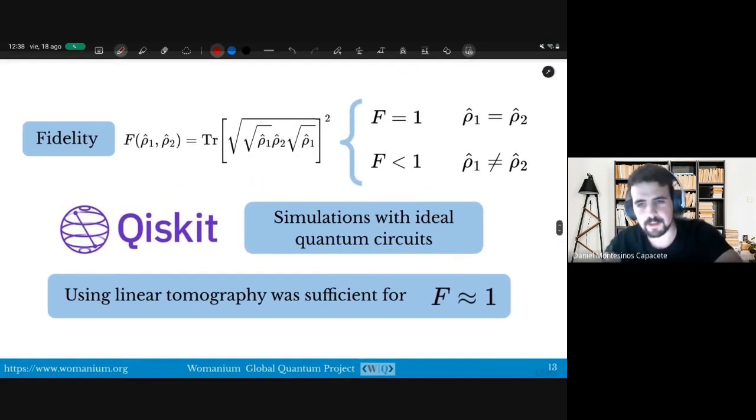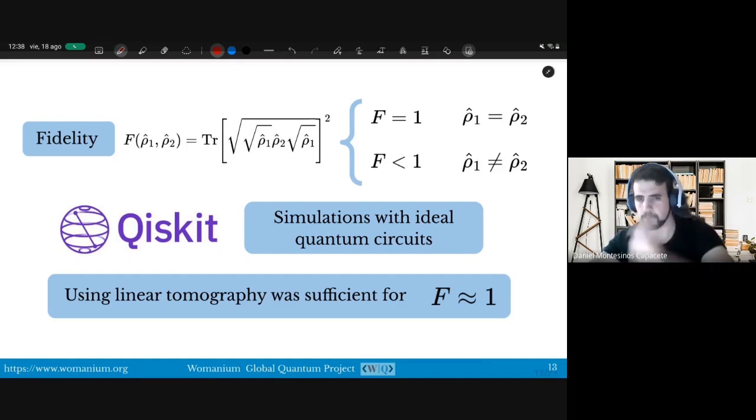So I did, because we were not able to implement this kind of procedure yet in the laboratory. So in order to try to understand these things better, I did some simulations in the computer using Qiskit, and Qiskit is just a Python library for quantum computing, developed mainly by IBM.